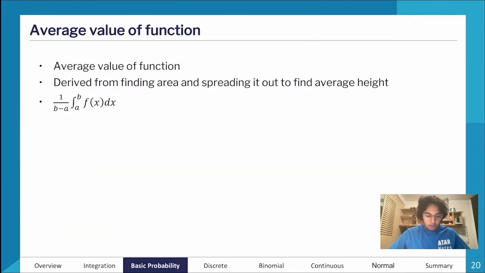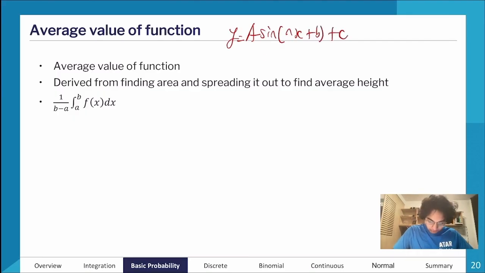Okay. Another application of an integral is to find the average value of a function. You might have heard the term average value pop up with sine and cosine functions. So if I have a sine/cosine function that looks a bit like this, right?